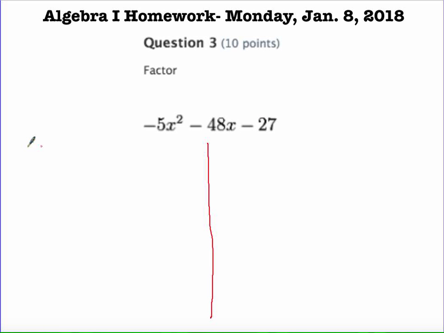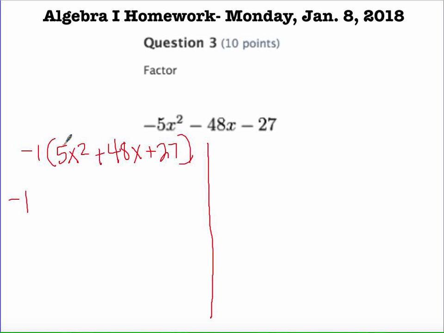If I were to pull out a -1 first, that's going to change the signs of all three terms. Between 5, 48, and 27, nothing else can be taken out. So I've got 5x squared minus 48x plus 27. I would leave that -1 outside and try to factor what's inside.